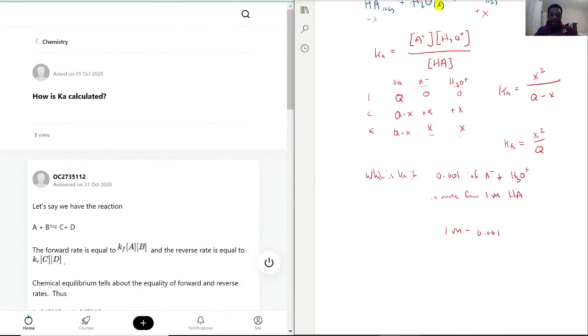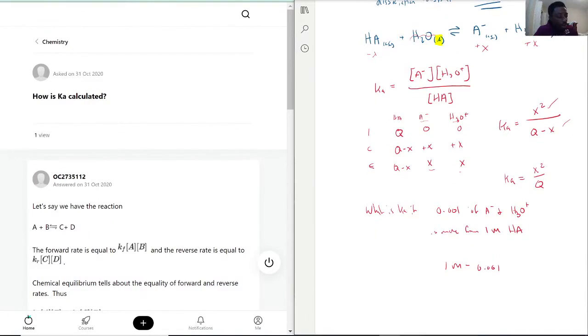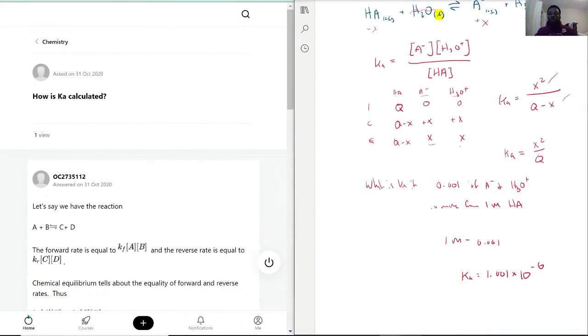And so we go ahead and say, based on this formula, we still have x squared over Q minus x. So we have x squared, which is 0.001, so we square that, divided by 1 minus 0.001, and then we know that our Ka value would be 1.001 times 10 to the negative 6 in this theoretical case, which makes sense because that would show that this is indeed a pretty weak acid. So that would be how you do it.